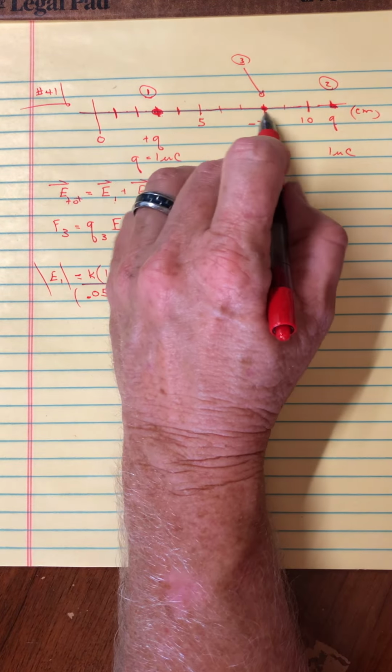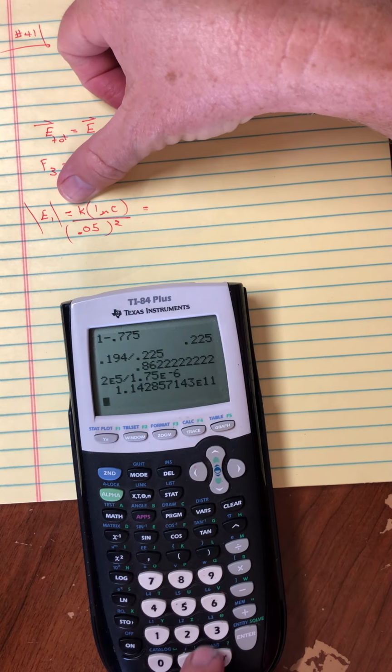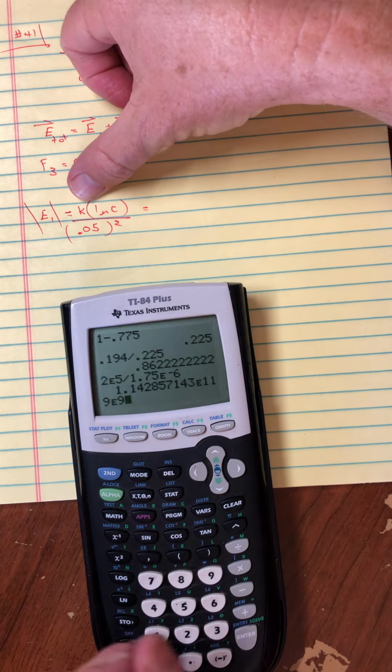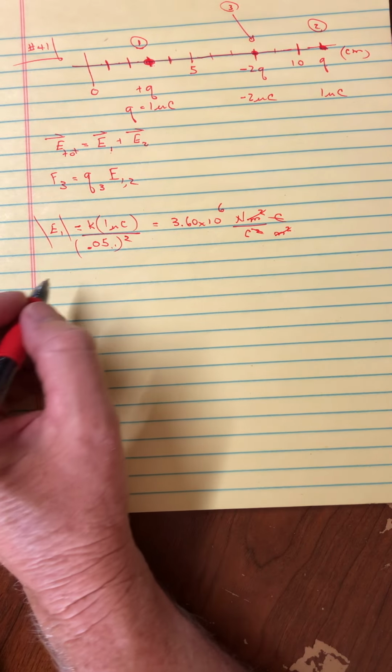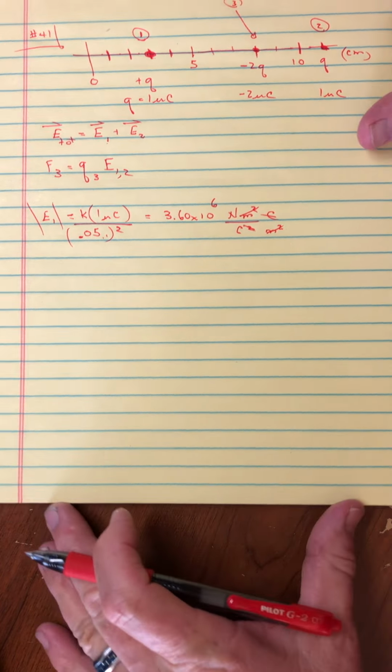If I put in my numbers, let's start with Coulomb's constant, 9 times 10 to the 9th, times 1 micro, divided by 0.05 squared. Number-wise, this is 3.60 times 10 to the 6th. Looking at our units, remember this is newtons meters squared over coulombs squared, and this is just a coulomb. So one of the coulombs cancels downstairs, and meters squared would cancel, and we're left with newtons per coulomb, which is the unit for the electric field.